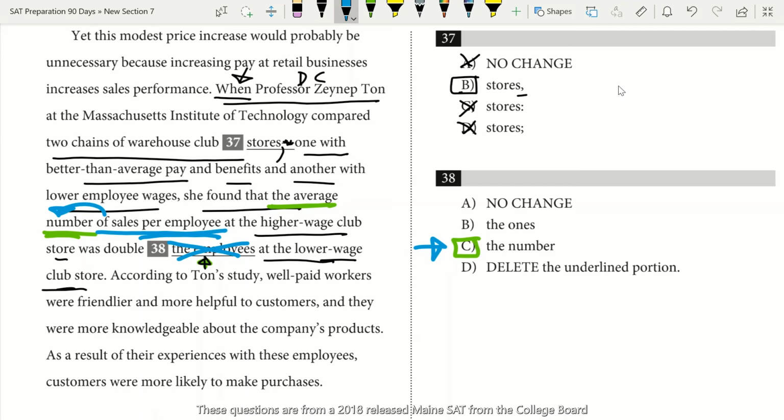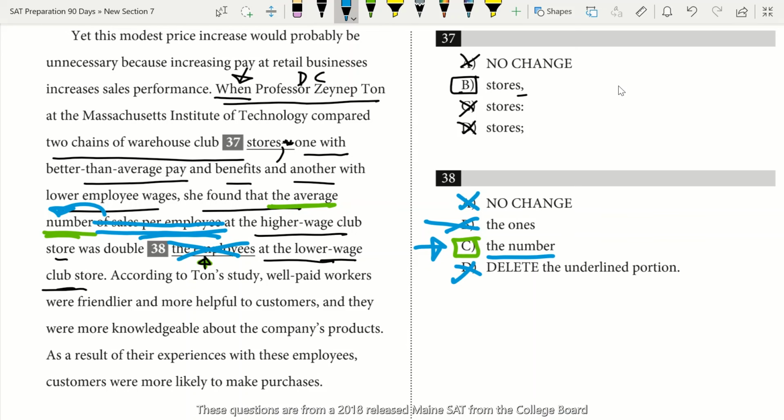Okay, so we have to make sure we're comparing our subjects correctly. It's not double the one, so B is wrong. It's not double the employees, and we can't just delete it because we have to compare it to something else. In this case, we're comparing numbers, right? The average number, and then of sales per employee, that's a prepositional phrase, so we ignore it. Okay, our subject is the average number, therefore we need to compare the number to the other number. So the average number, compare it to the number at the lower wage club store.